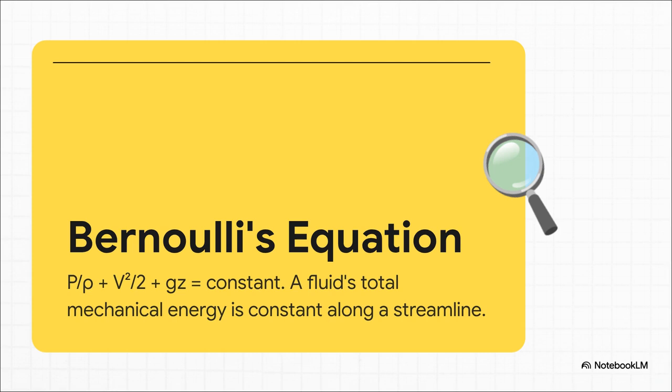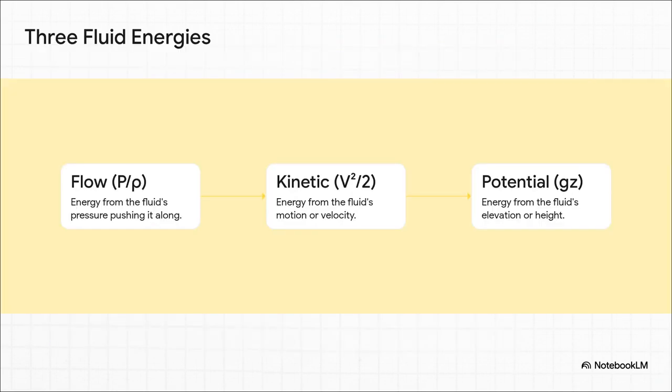This means the different kinds of energy inside the fluid can morph into one another. Pressure can become speed, speed can become height, but their total sum never ever changes. So let's break that down. A moving fluid has three types of energy. First, there's flow energy, which is basically the energy it has from the pressure that's pushing it along. Then you have kinetic energy. That's the energy of its pure motion, its speed. And finally, you have potential energy, which it has because of its height or elevation. Bernoulli's equation shows us that these three are in this constant, beautiful dance, always trading places with each other.